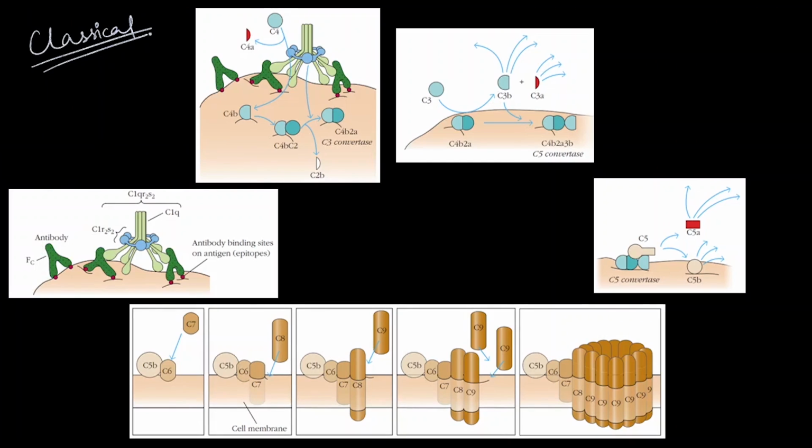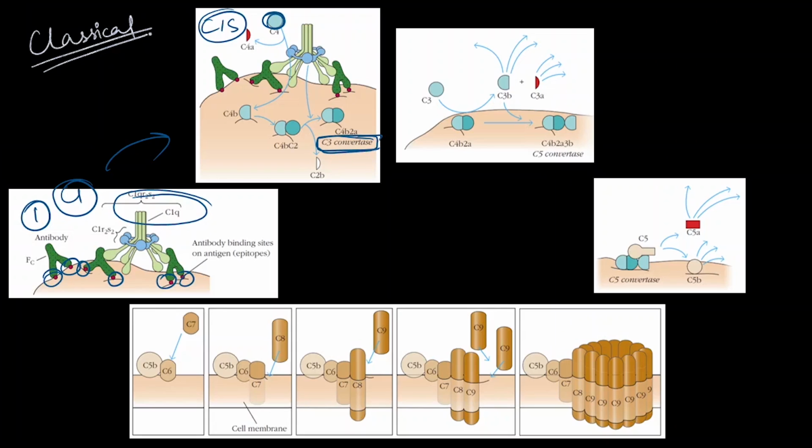So here the first step is only the antibody recognizing the epitopes, and then they are recruiting and binding with the C1 complex. This is the C1 complex. After that, C1s will be activated, and that will be cleaving C4 and C2, and they will be producing C3 convertase, and the C3 convertase will further convert the C3 molecules into C3b and C3a, and some C3 molecules will again bind and produce C5 convertase.